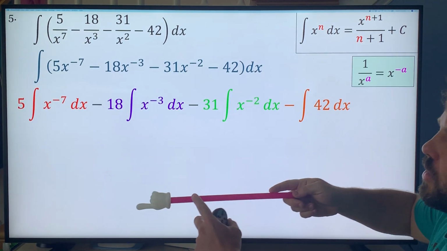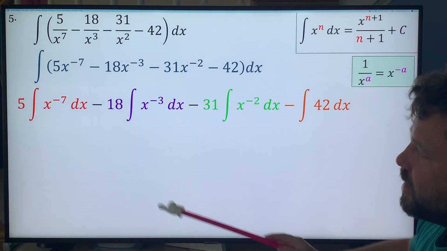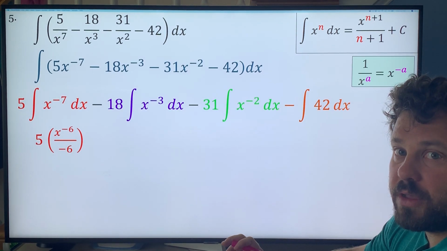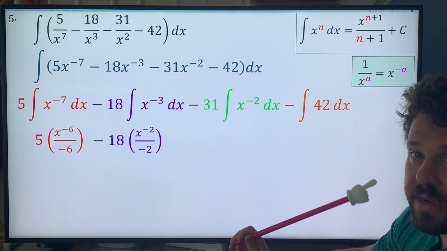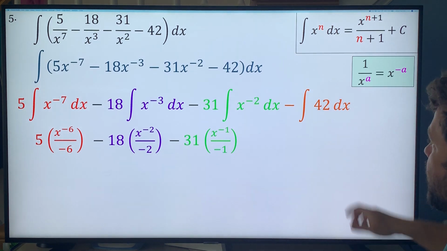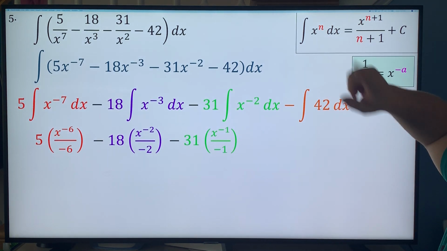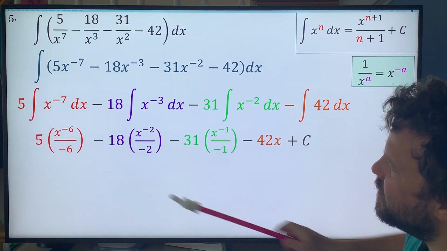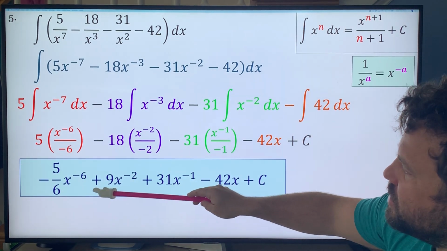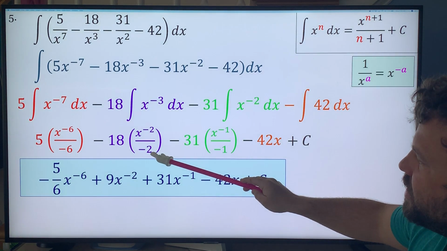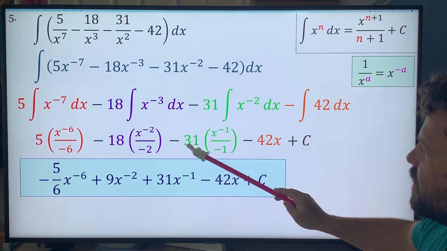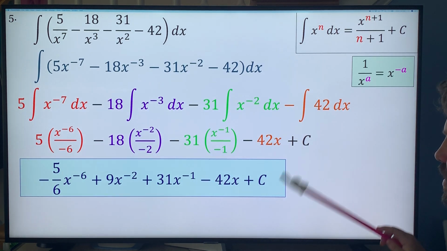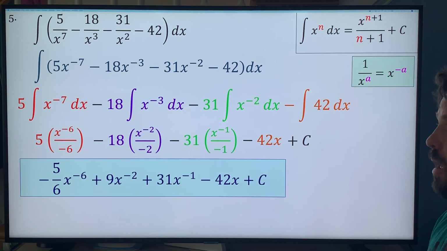Negative 7 plus 1, remember you're going this way. So when you add 1 to negative 7, you get negative 6. Add 1 to negative 3, you get negative 2. Add 1 to negative 2, you get negative 1. And this just becomes 42x plus c. All right. 5 over negative 6, or negative 5, 6. Negative 18 divided by negative 2 is a positive 9. Negative 31 divided by negative 1 is a positive 31. 2 negatives is a positive. Minus 42x plus c. And that's it.